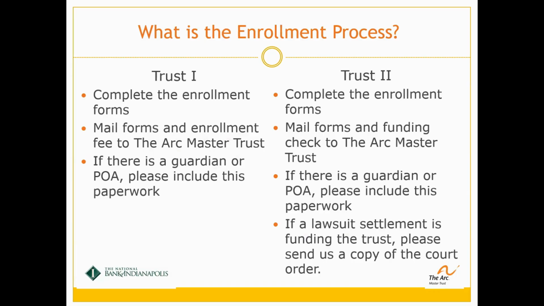For Trust 2, we'll also need the completed Trust 2 joinder agreement, and this can also be found on our website. We will also need a check, cashier's check, or money order for the funds that are going to be used for the initial deposit for Trust 2. There's no required dollar amount for the initial funding, and like Trust 1, if the beneficiary has a power of attorney or legal guardian, we will also want a copy of this information on file for our records. If a Trust 2 account is being funded through a lawsuit settlement, we will also want to have a copy of the court order for our records.